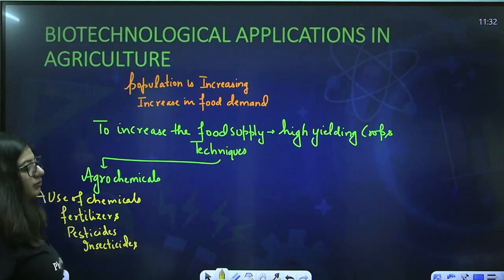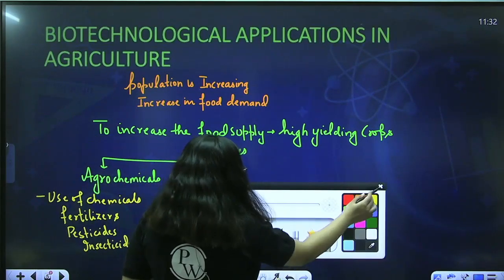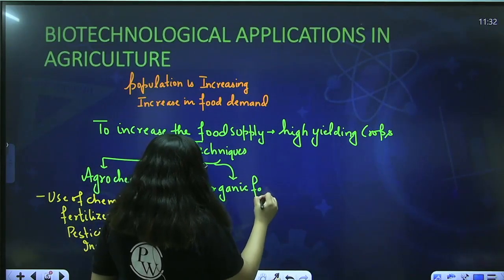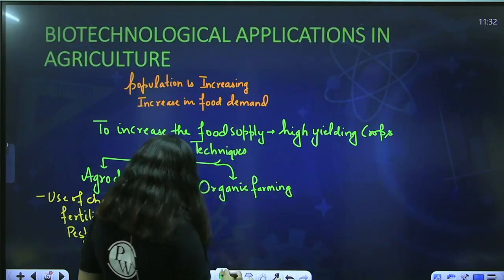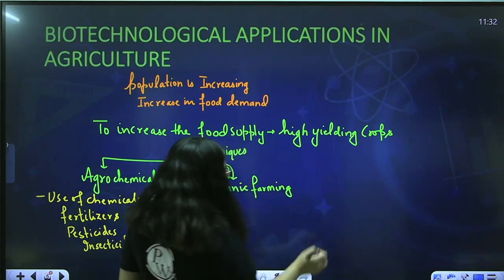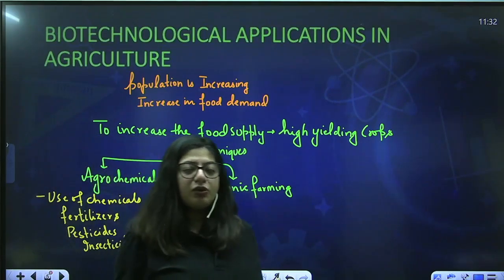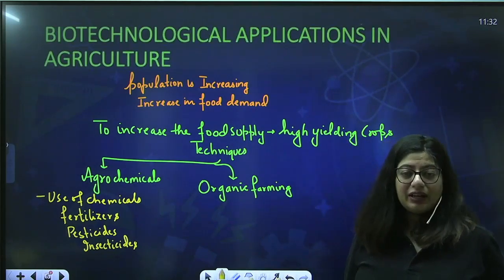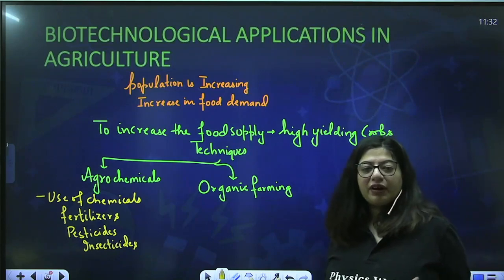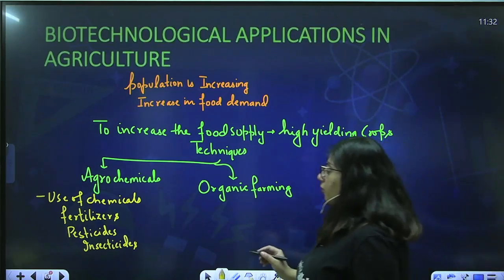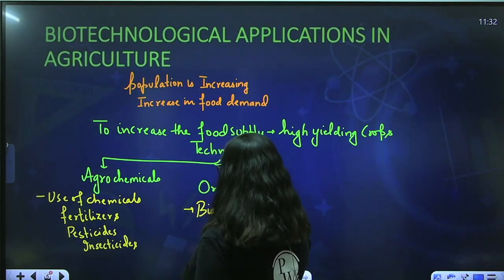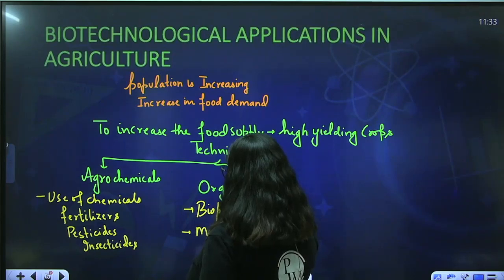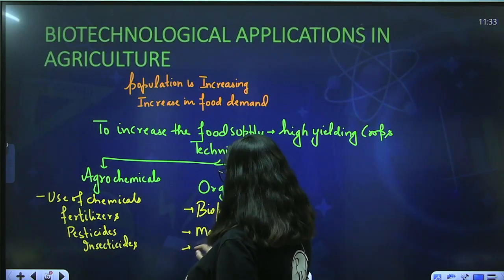The second option can be, if you don't want to use a lot of chemicals, as chemicals are harmful, then you can go for organic farming. What is organic farming? In organic farming, we use the pesticide, we use the fertilizers, but these are basically manures, and pesticides are biopesticides. That means everything is natural, eco-friendly and plant-based. So here what we do, we use biopesticide. We don't use chemicals. We use manure. No chemicals are used. Everything is eco-friendly.